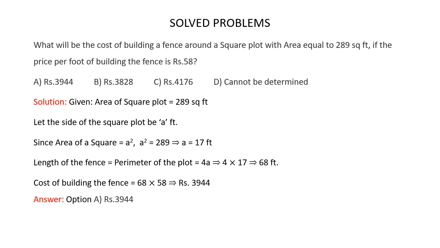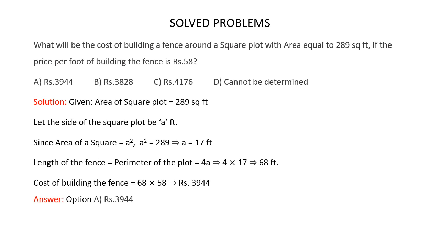So here you are asked to find the cost of building a fence around a square plot. Now this can be found out if we know the length of the fence. As you can see here, the length of the fence is nothing but the perimeter of the square plot. So if you know the perimeter of the square plot, then we can easily know the length of the fence and from that we can find out the cost of building the fence.